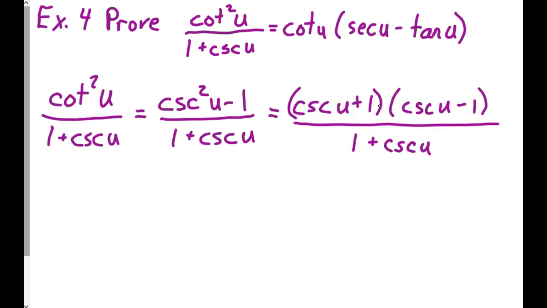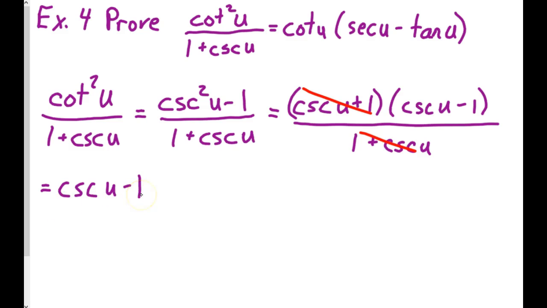Once we have it in factored form, we can see between the numerator and denominator we have a common factor of cosecant u plus 1, which will simplify out, leaving us just with cosecant u minus 1. Recall that we're trying to get this expression to equal cotangent u times the quantity secant u minus tangent u. It's going to be very difficult to figure out how to rewrite this to get it into that form. So one strategy we can use is to start with the right side of this equation and simplify it to see if we can get it to equal cosecant u minus 1.